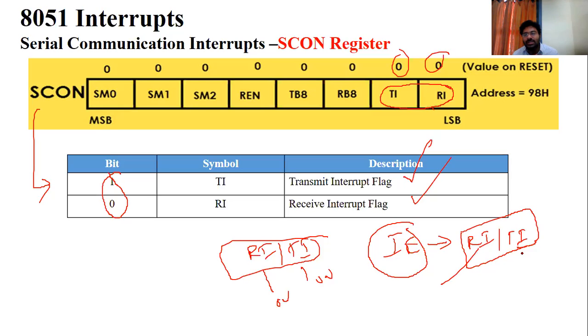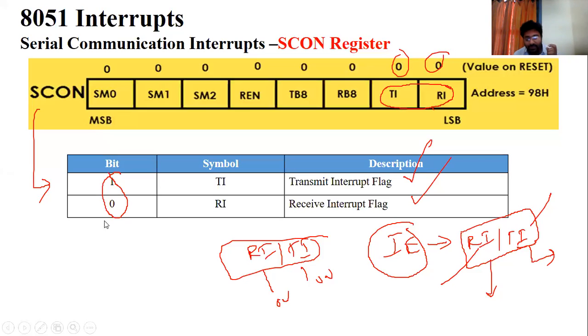Receive interrupt flag, transmit interrupt flag. Which one is going to be on, either this or that, is decided by using the SCON register. Okay, so this is the way we access serial interrupts. Whenever you are accessing or enabling any of the interrupts, you must write the program for accessing and working with it.